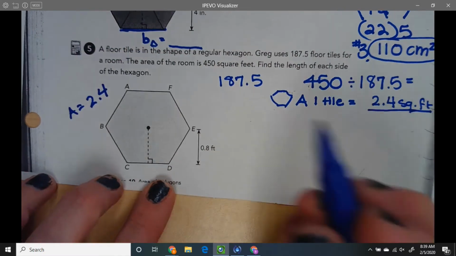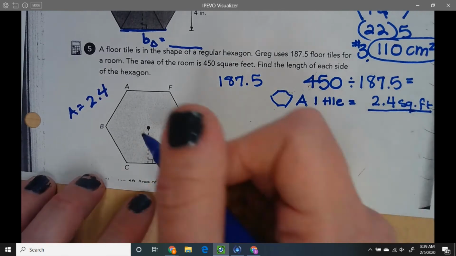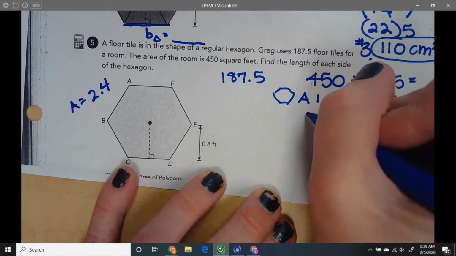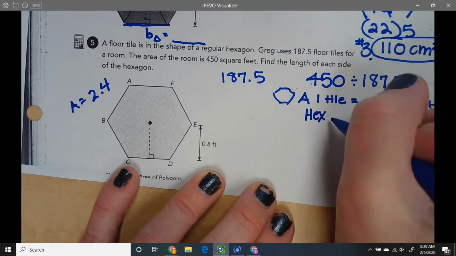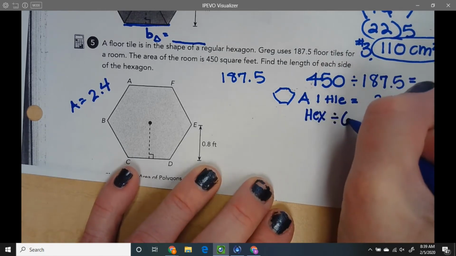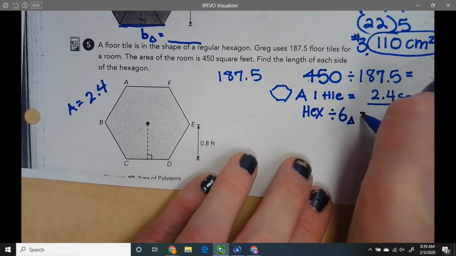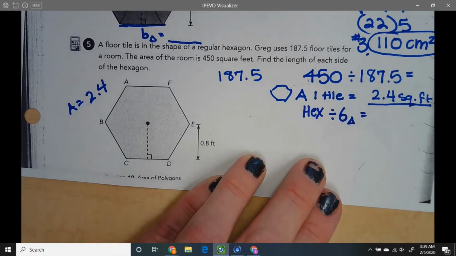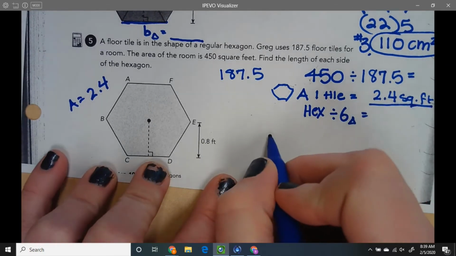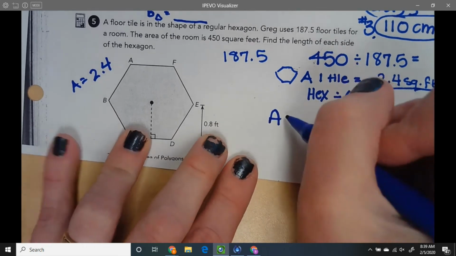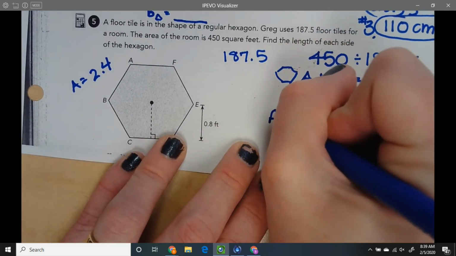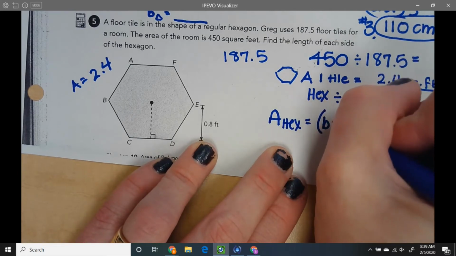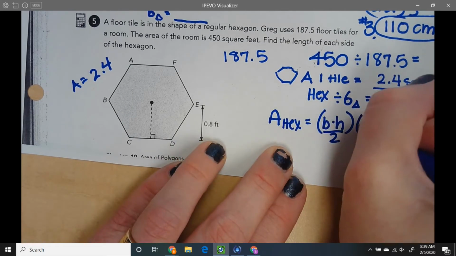Then it says find the length of each side of the hexagon. So I would take the area of the one tile, and because it's a hexagon, I know I can split it into 6 triangles. So I'd take the 2 4/10 and I could divide it by 6. Or I can take the area of the hexagon formula, which would be the triangle formula, times 6, and then fill in what I know.